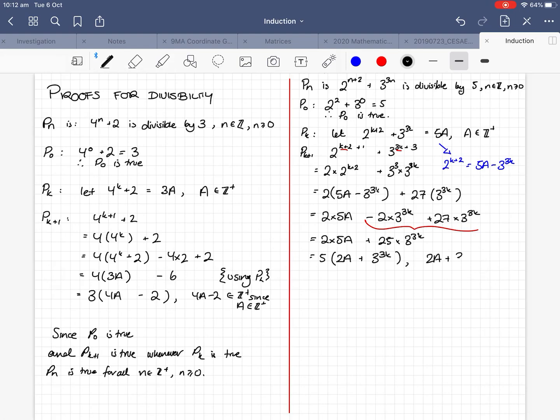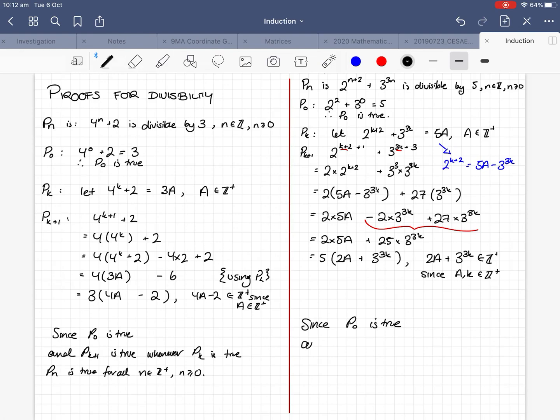We know that 2a plus 3 to the power of 3k is an integer. In fact, it'll be a positive integer since a and k are both positive integers as well. So that means P of k plus 1 is divisible by 5. So we know that when Pk is true, Pk plus 1 is true. So we just finish off with everyone's favourite statement.